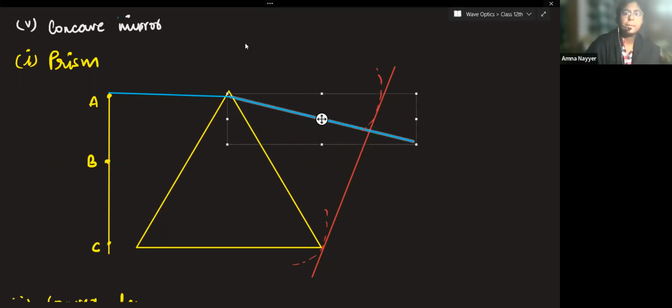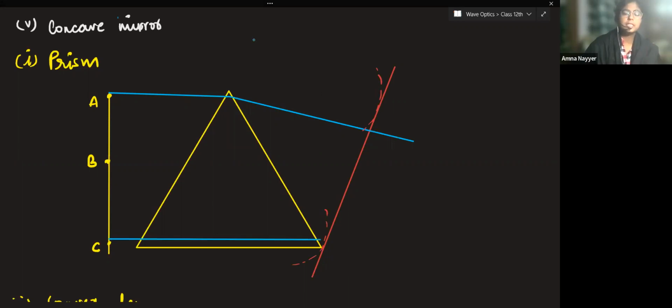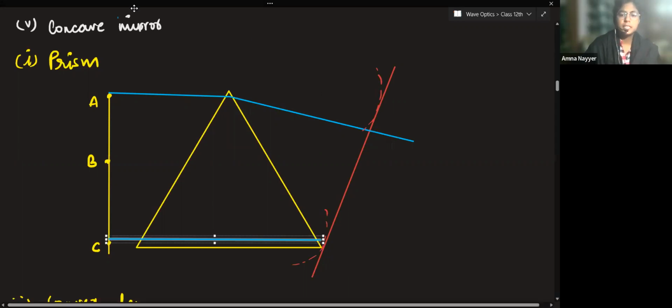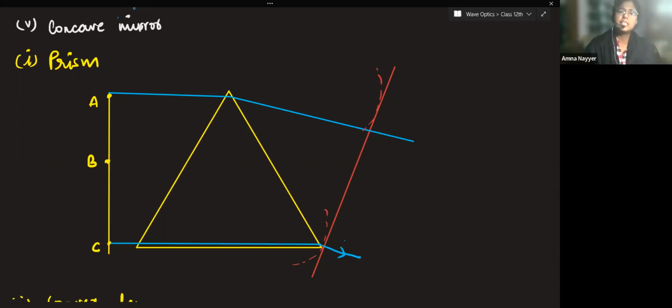Same thing for this point as well. It will come here, it will get refracted. Like the same for B point, from B point also it will get refracted. These are rays, these are just rays. But mainly you need it for the wavefront.